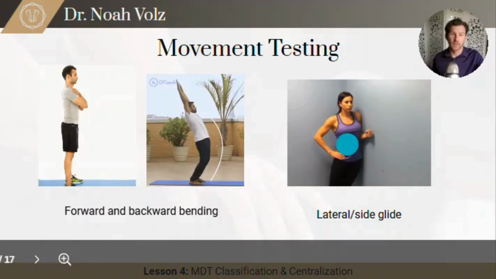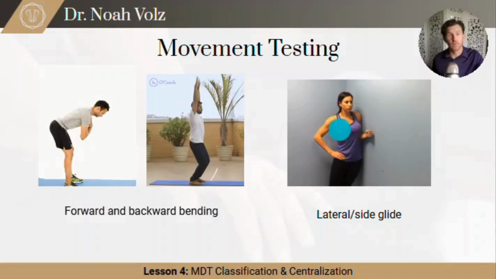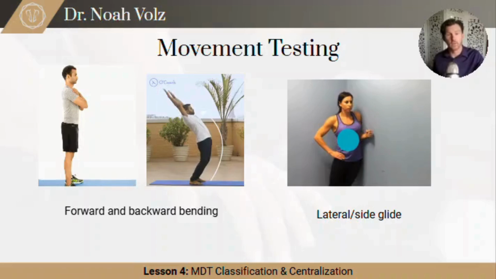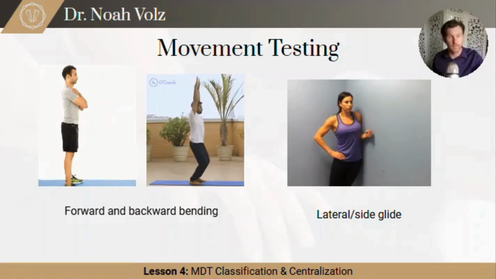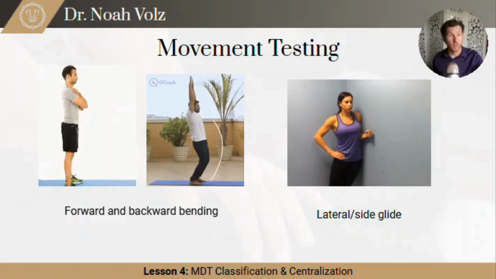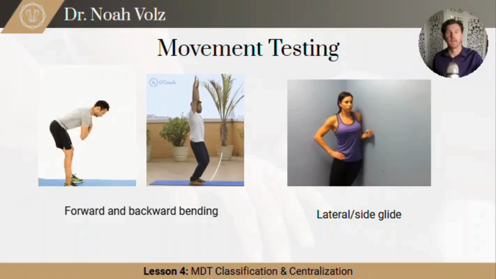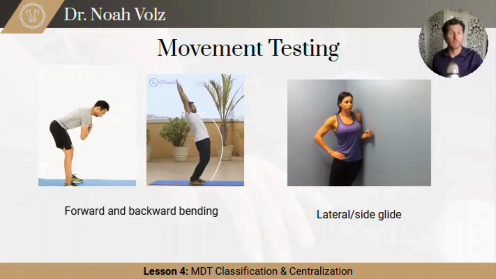Last is the lateral or slide glide. This woman is doing it against the wall. Basically, she's pushing her torso, she's pushing her shoulder into the wall, gliding towards the wall, pushing herself in that direction. Same thing, you do that 10 times. You want to do that on both sides, and you want to notice what happens. Does your pain increase, decrease, centralize? What is going on with the different movements?